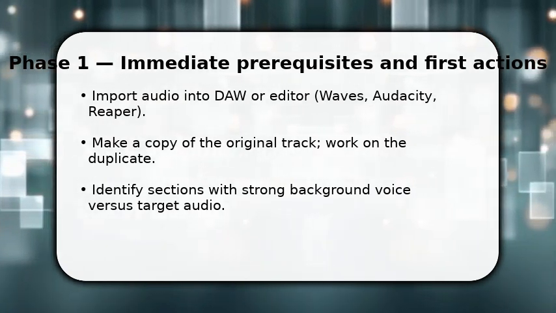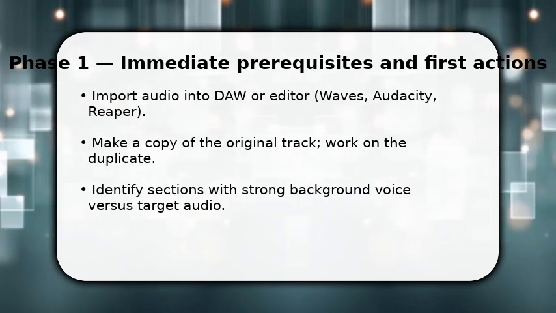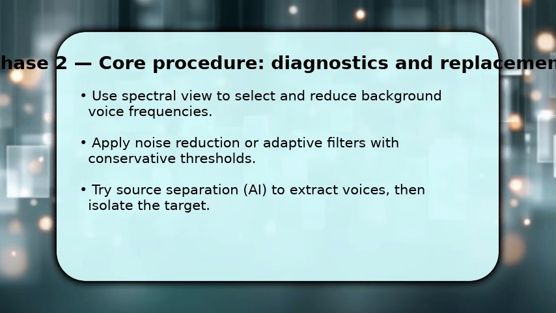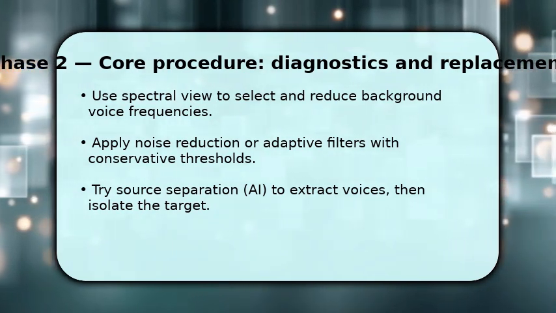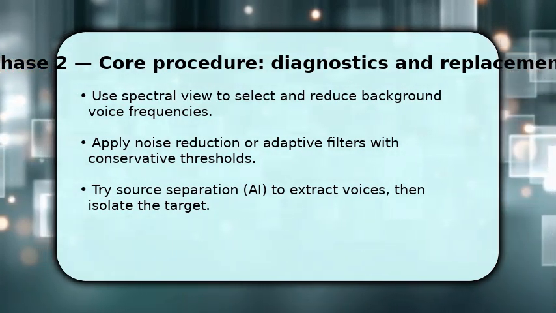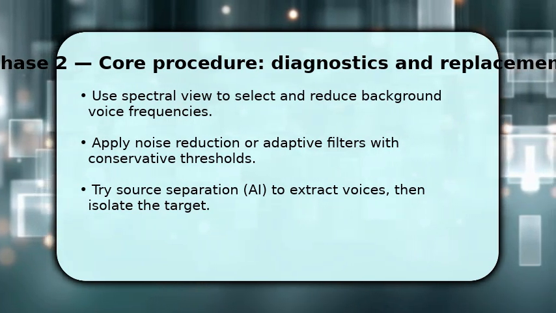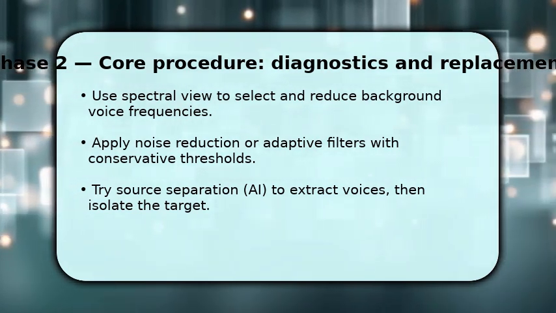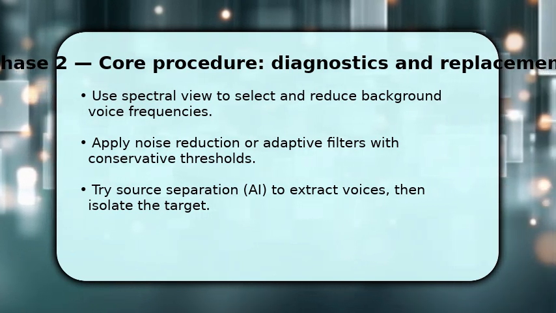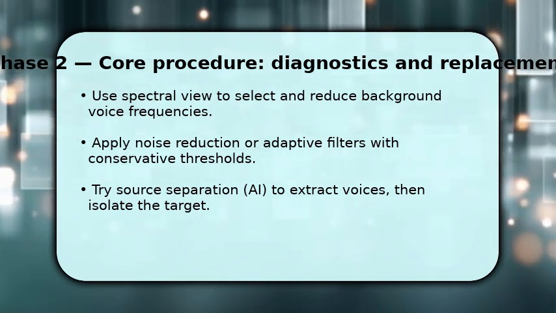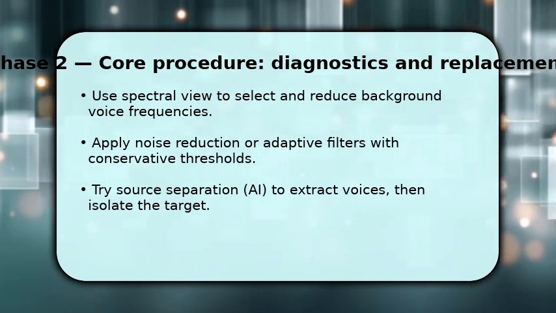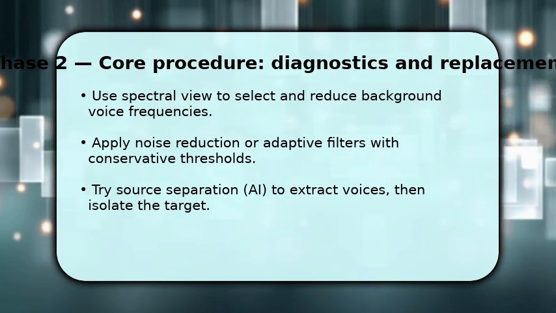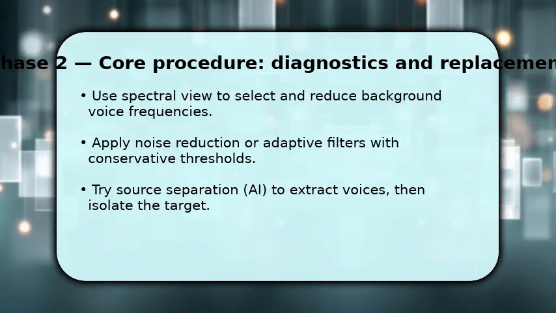You now switch to spectral or frequency view and visually select the bands where the unwanted voice lives. Reduce their gain gently so you avoid hollowing the main audio. Then run a noise reduction pass with a short, conservative profile and compare before/after. If the mix is complex, use a source separation model to extract stems, then mute or lower the background voice stem. Make sure to render test snippets repeatedly. Small adjustments compound, so listen at normal playback levels.